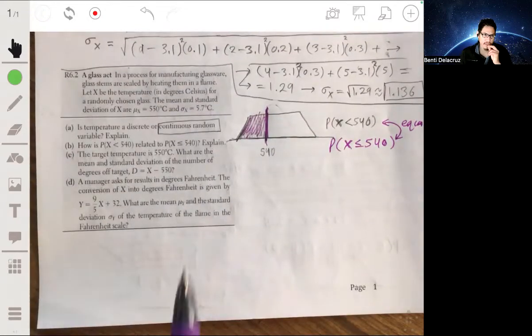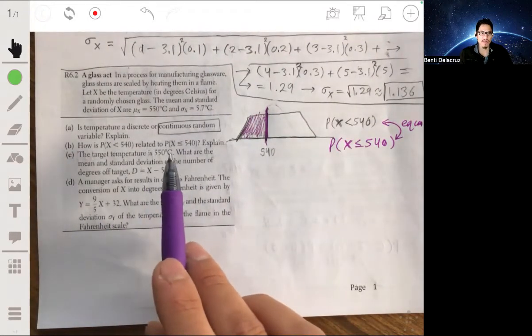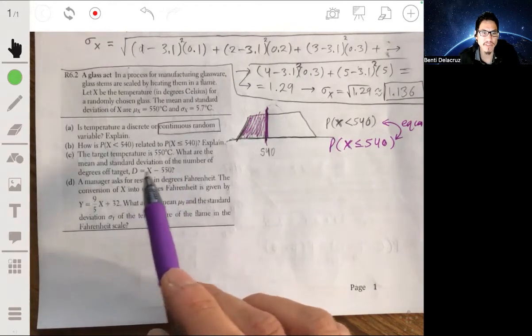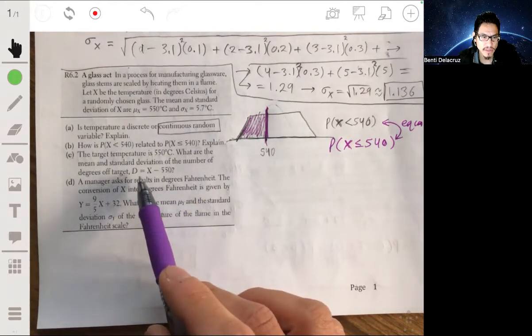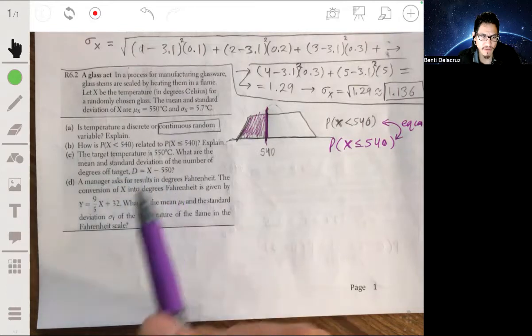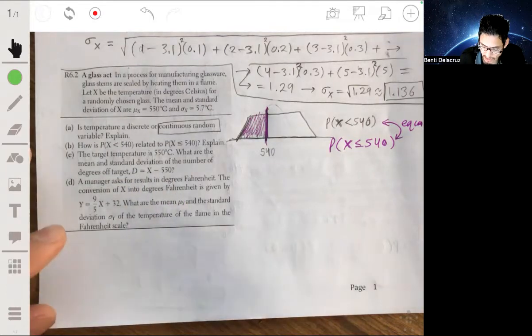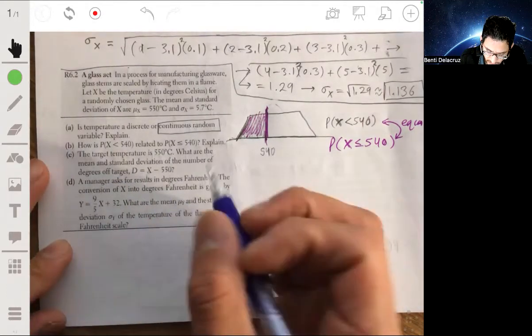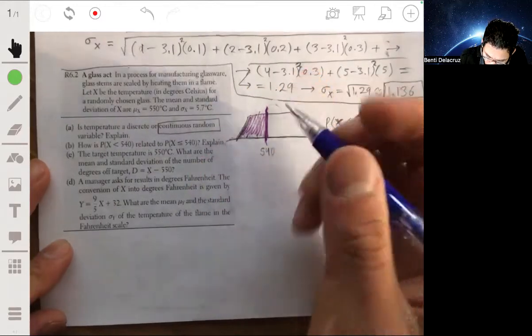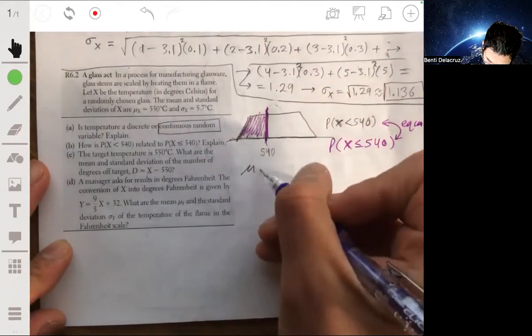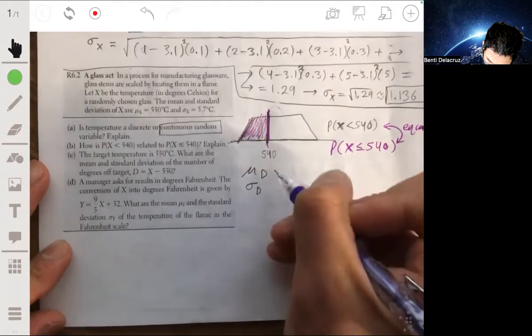All right, now part C. The target temperature is 550 degrees Celsius, where the mean and standard deviation is the number of degrees off target. So let's say D is equal to X minus 550. D represents the difference of X and 550. We want to find the mean of D and the standard deviation of D.